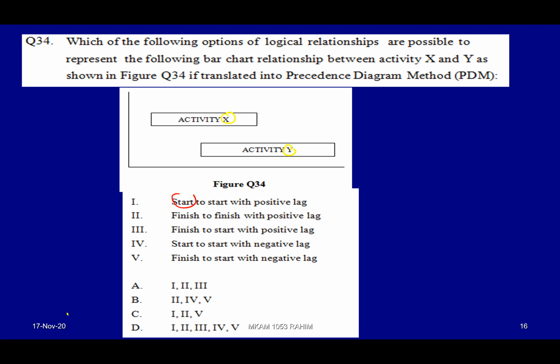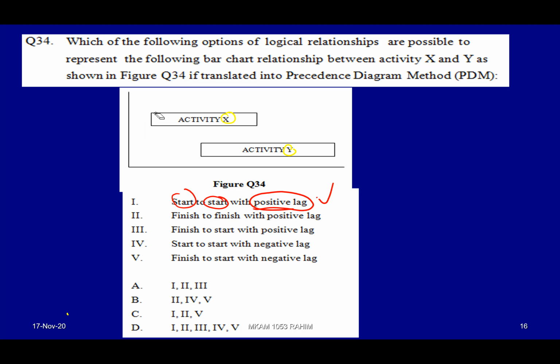Based on activity X and activity Y, we want to know which relationship is correct. Start to start with positive lag. Is it positive lag? Yes, accurate, because when you push the starting of the following activity a little bit forward, that is positive lag. Okay, second scenario, finish to finish.